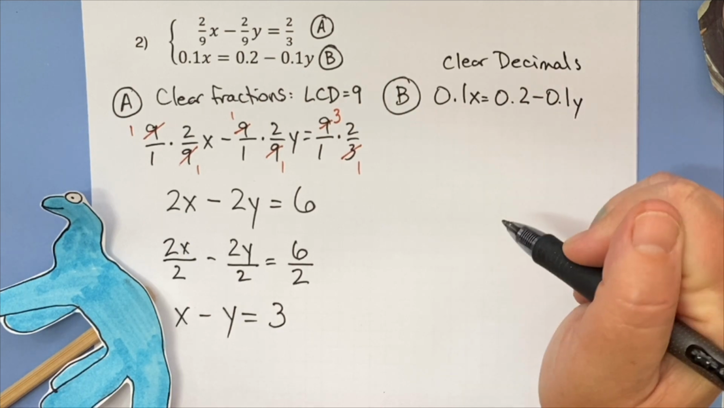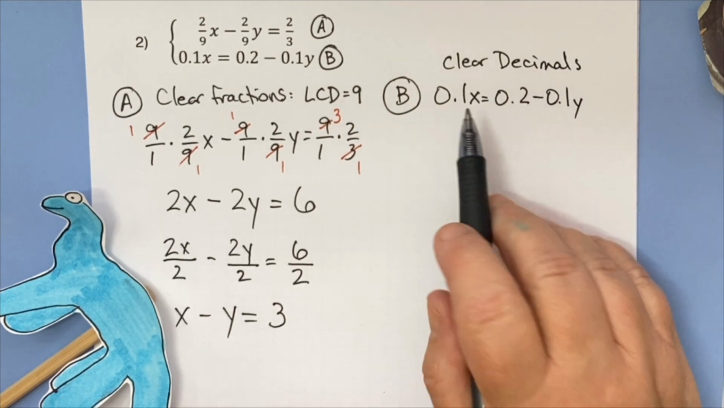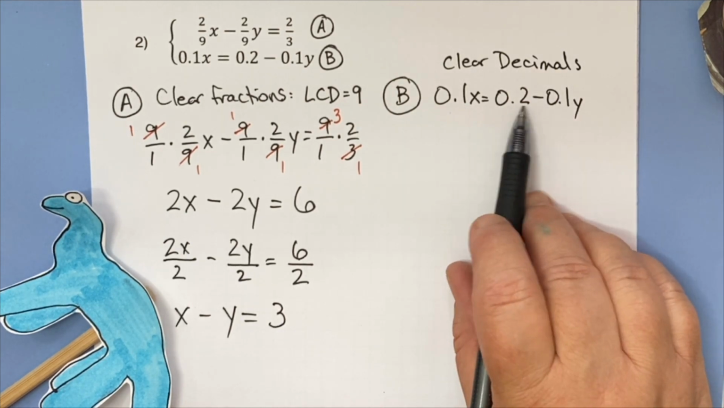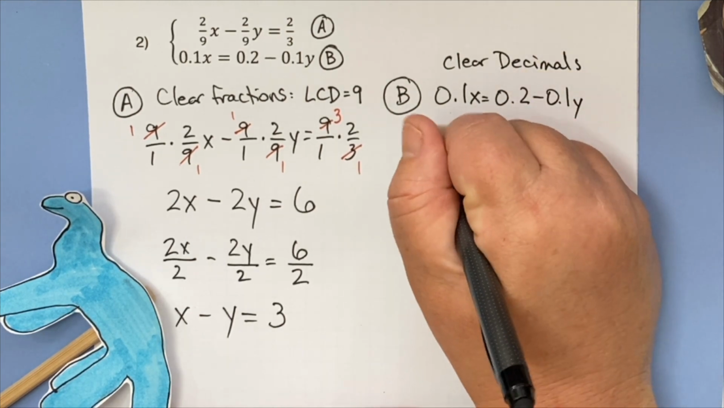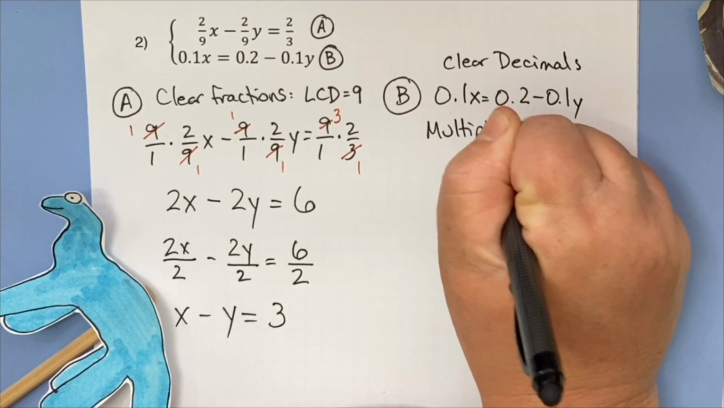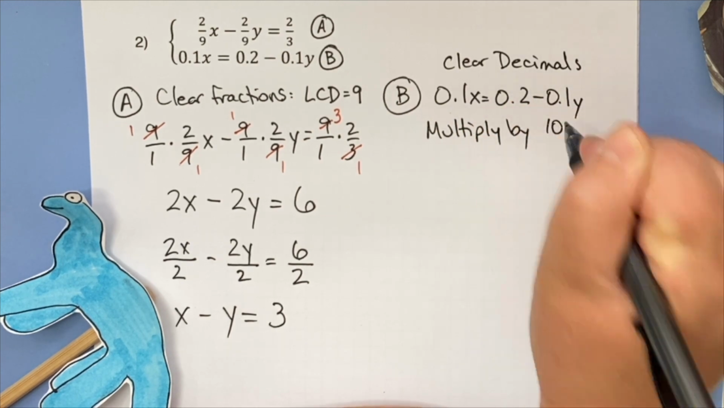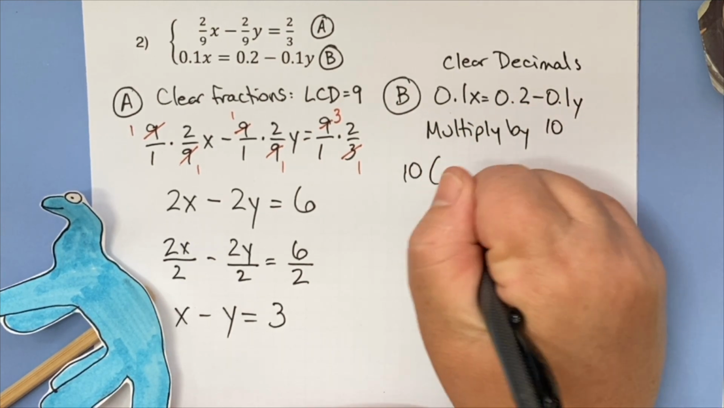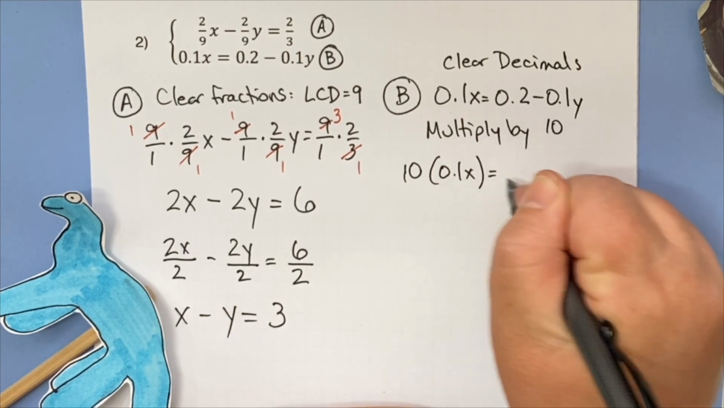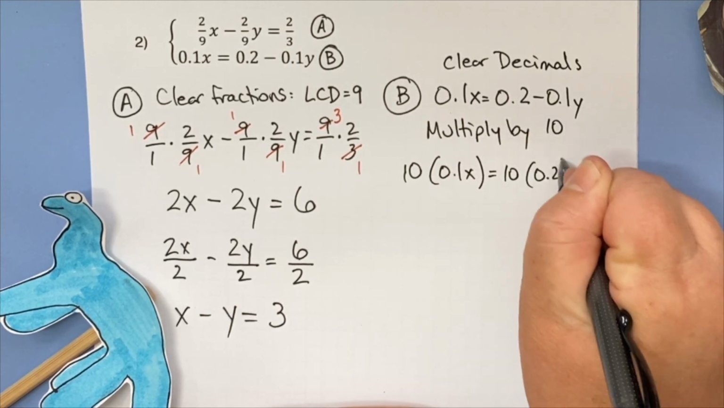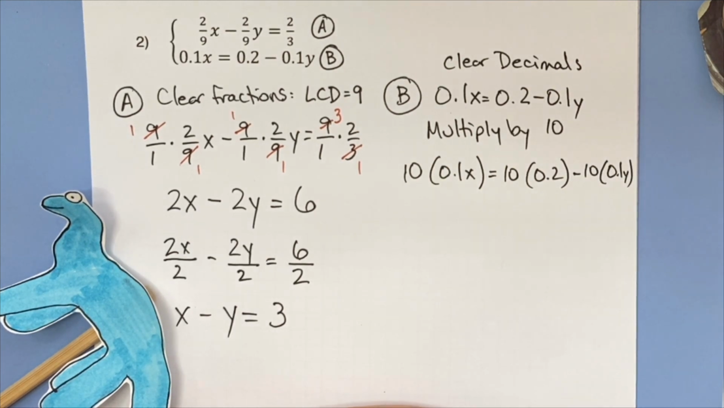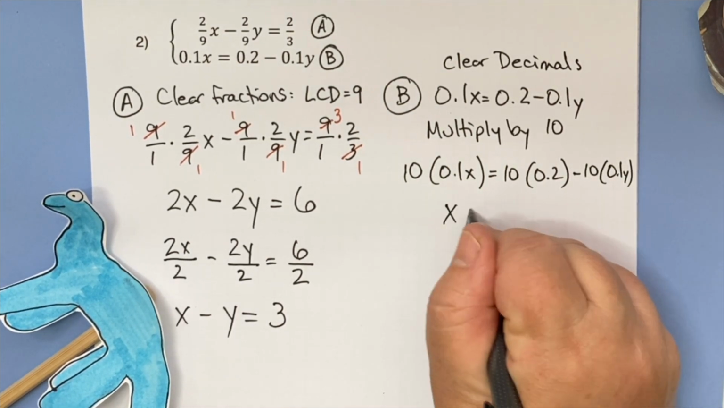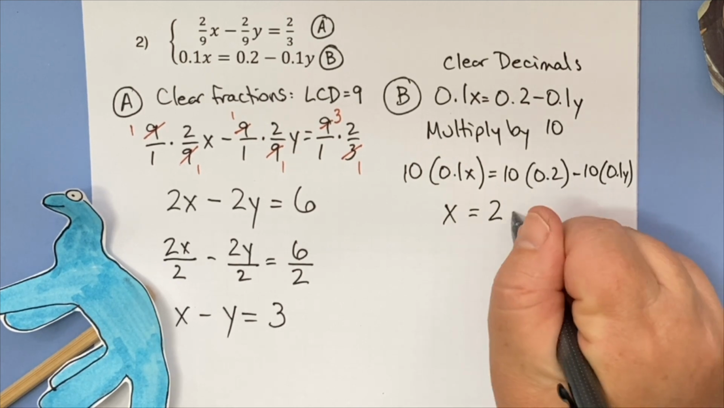Each one of these has a single digit to the right of the decimal point, so I'm going to multiply by 10. So I get x equals 2 minus y.